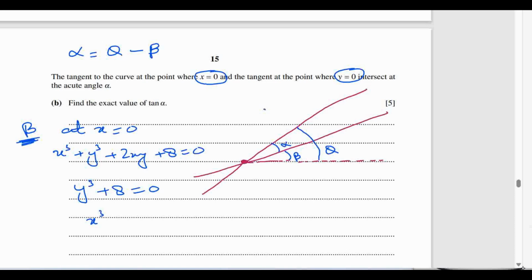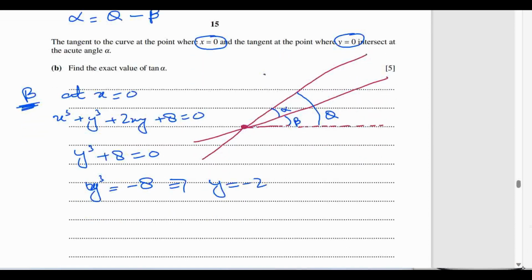Y cube will be equals to minus 8. So here y will be equals to minus 2. So it means that this will be the point. This will be the point (0, -2).